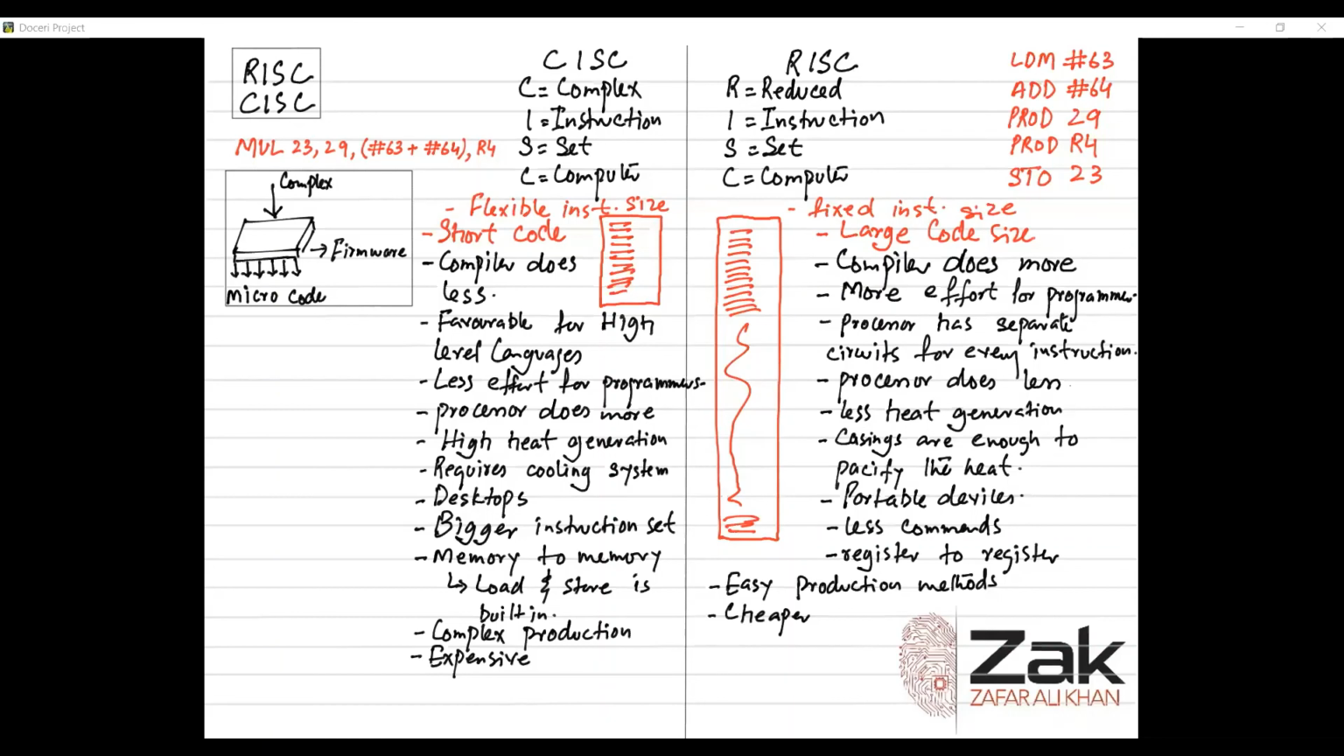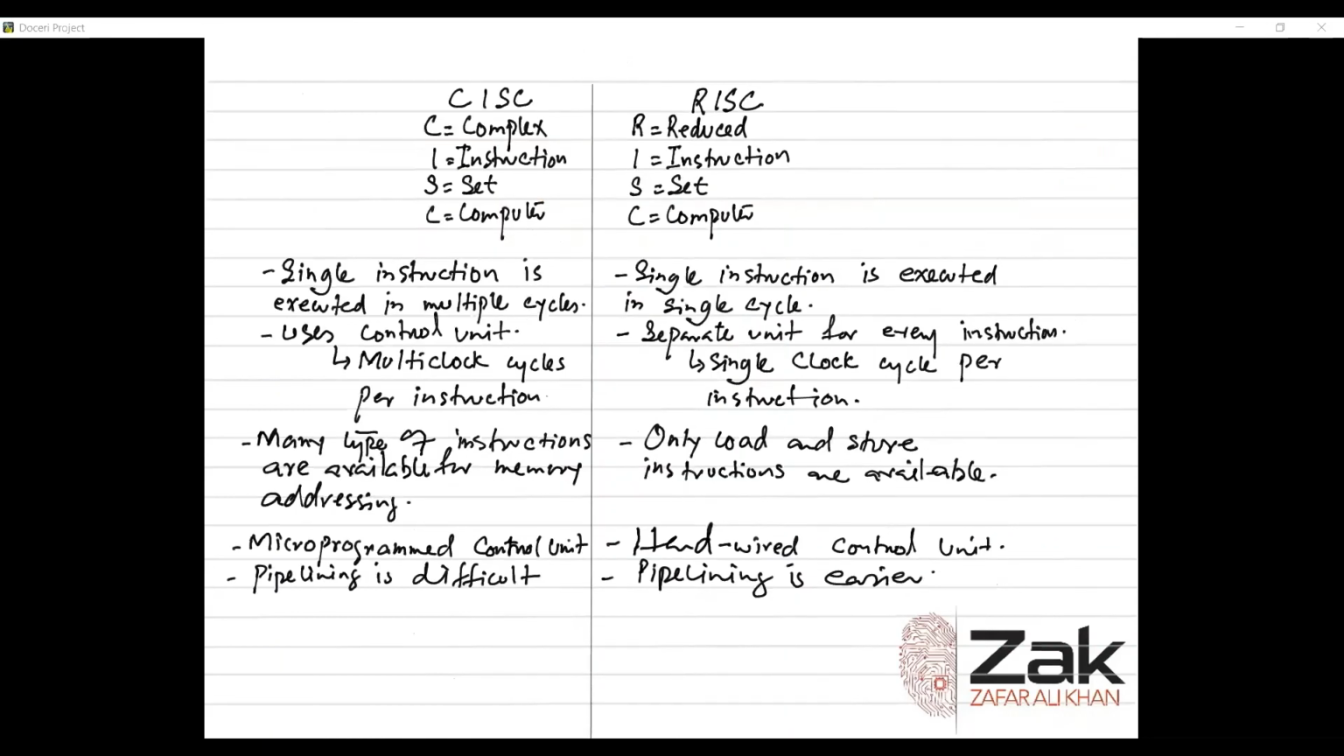So last few points. Over here, a single instruction is executed in multiple cycles. Now this is very important, that you have given one instruction in complex instruction set code, and then firmware will break it into a number of microcodes or multiple instructions. So it means that one instruction will be executed in multiple cycles. What cycles? Fetch, decode, execute cycle.